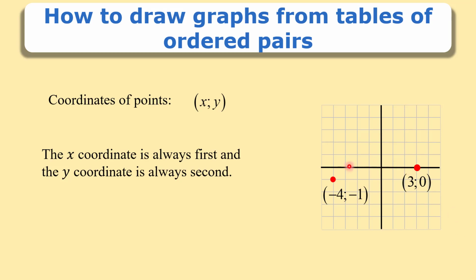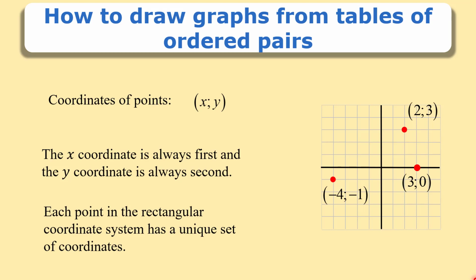Look, on the x-axis -4, on the y-axis -1, and where the -4 and -1 meet, voila, there's our point. What about this one? 2 and 3. Each point in the rectangular coordinate system has a unique set of coordinates.